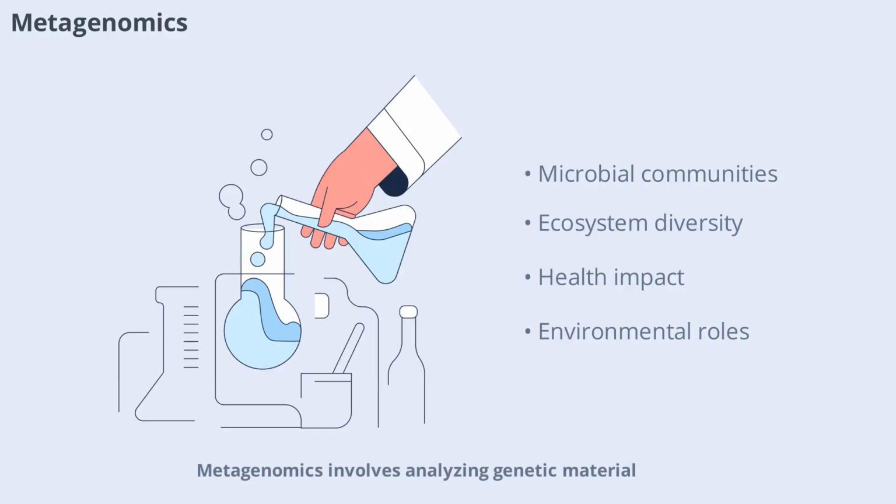Metagenomics involves analyzing genetic material from entire communities of organisms, such as microbes in the human gut. This approach reveals the diversity and functions of microbial populations, which play crucial roles in health and the environment. Metagenomic data analysis helps scientists understand complex ecosystems and their impact on human biology.